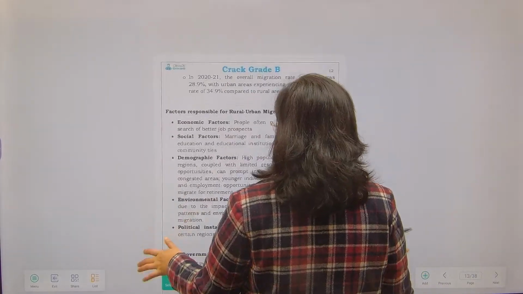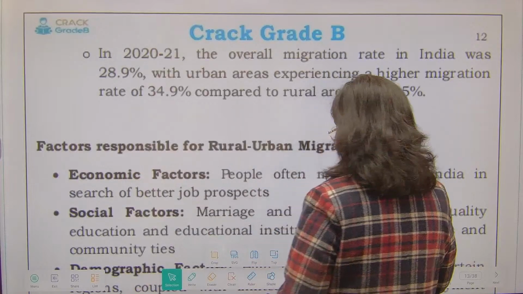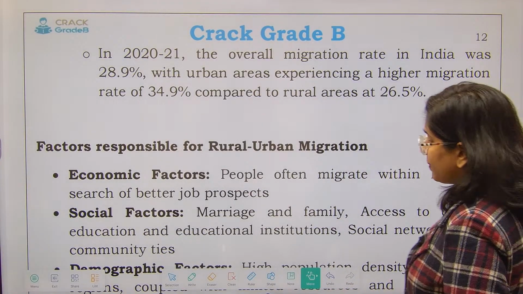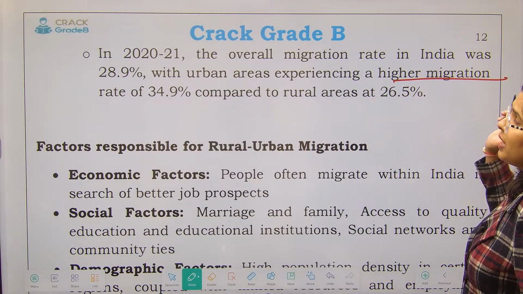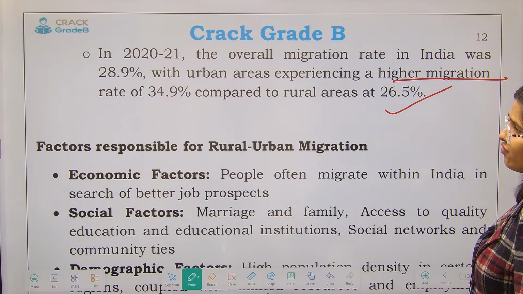In the year 2020-2021, the overall migration rate in India was 28.9%. The urban areas are experiencing a higher migration rate of 34.9% compared to the rural areas at 26.5%.